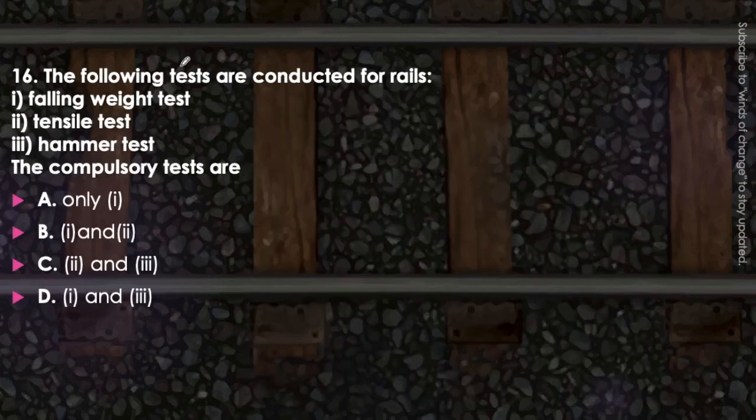Next question. The following tests are conducted on rails: falling weight test, tensile test, hammer test. The compulsory tests are among these three: only first and second, second and third, or first and third. Just think about it. The answer will be option B, that is first and second. Falling weight test and tensile test are the two compulsory tests, while the hammer test is not a compulsory test.